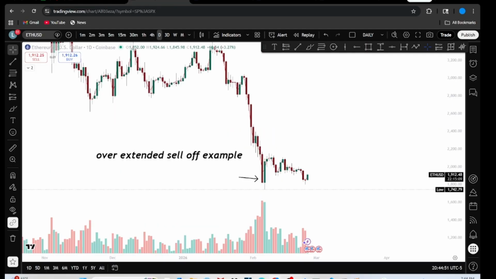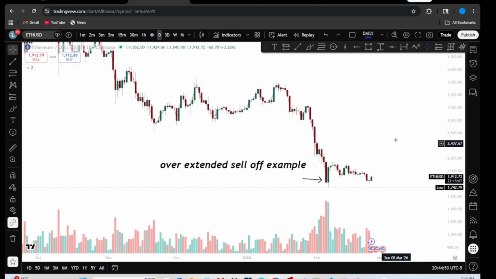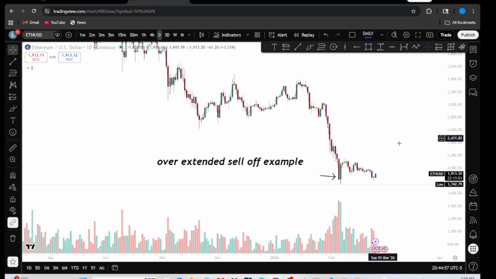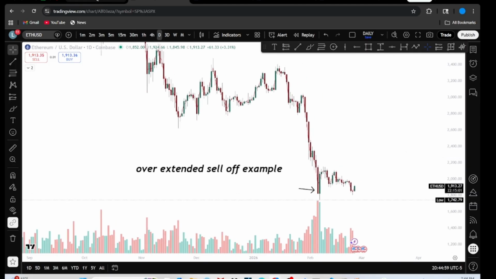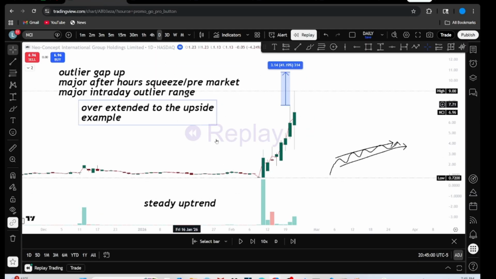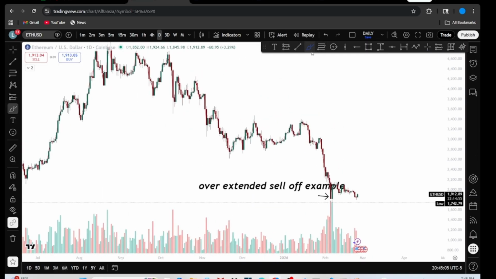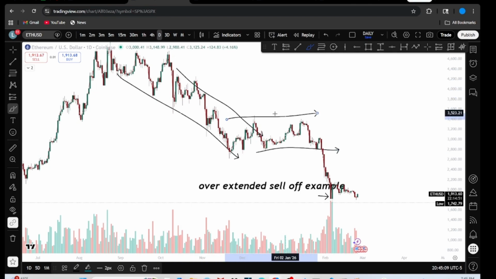Moving on to another example, we have Ethereum, which you guys have already seen the breakdown of, but this is a fantastic overextended sell-off. This is literally the same kind of technical pattern as NCI was to the upside, except this is the downside, right? We have a steady downtrend, then we end up going sideways. This is considered no man's land.